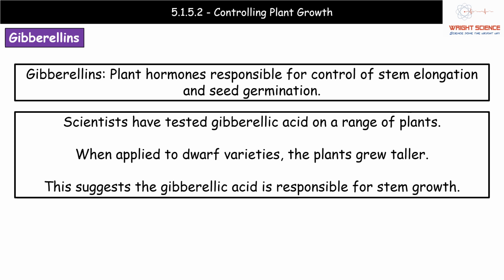So one of the first things they would have done is to test this gibberellic acid on a range of different plants. What they found was that when we apply the gibberellic acid to dwarf varieties of the plants, they grew taller. So we can see that gibberellic acid is likely to be responsible for that stem growth. This is quite a straightforward experiment: having our plants, giving some of them our test substance, in this case the gibberellic acid, and then recording the results.